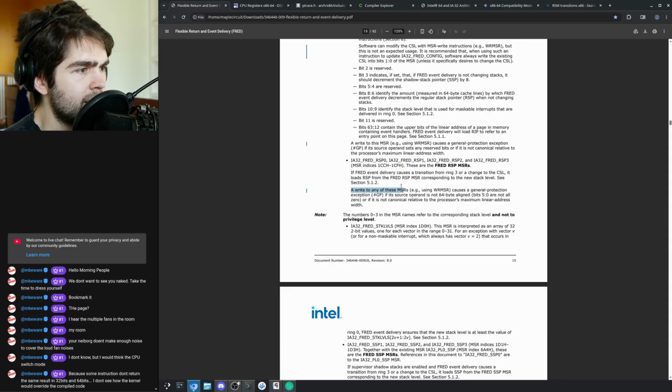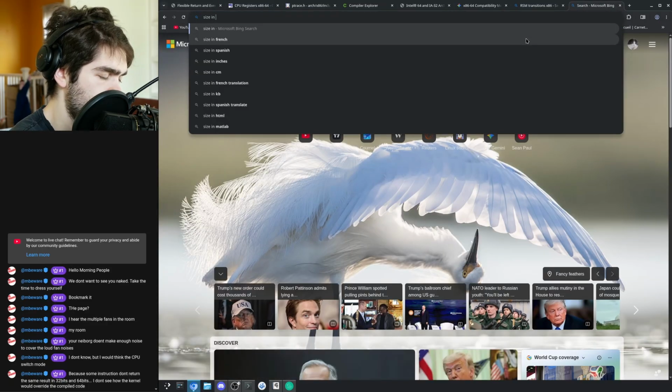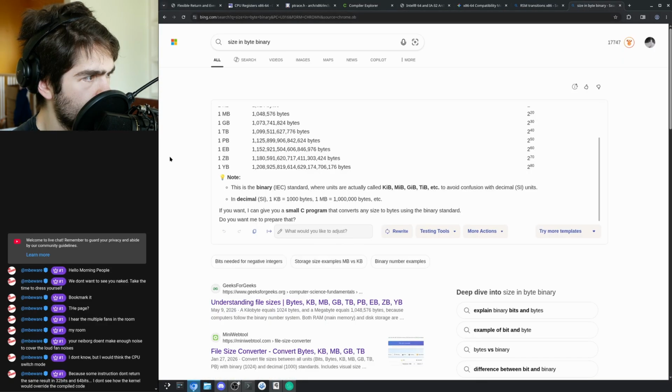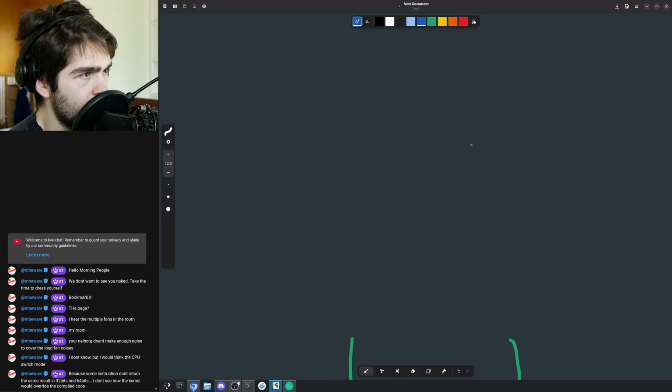All right, do any of these MSRs using write MSR cause a general protection exception if its source operand is not 64-byte aligned, meaning bits 5 to 0 are not all zeros? Okay, 64 byte aligned. Oh, okay, I think I get it. So it means that the first 6 bits need to be zeros because, like, size in bytes, binary. That's not what I want. Okay, 512. So that means that is.